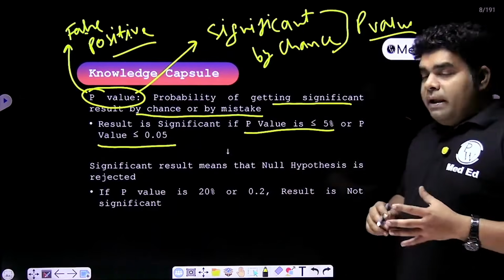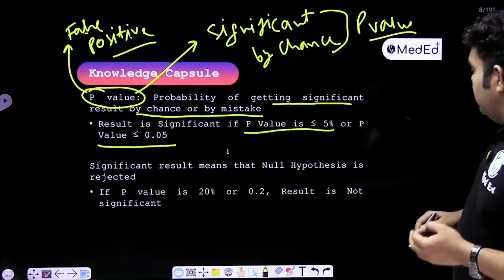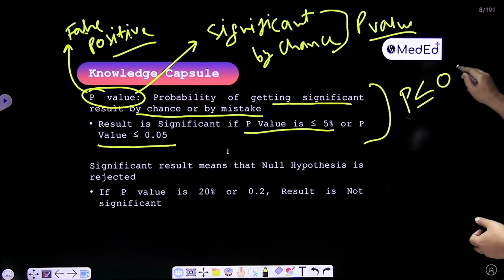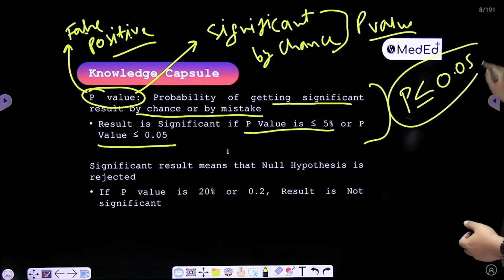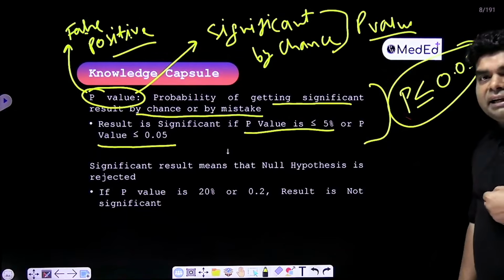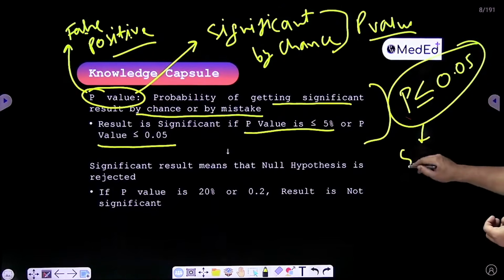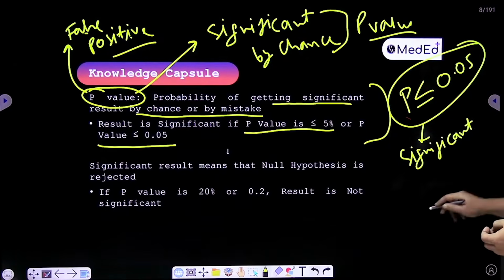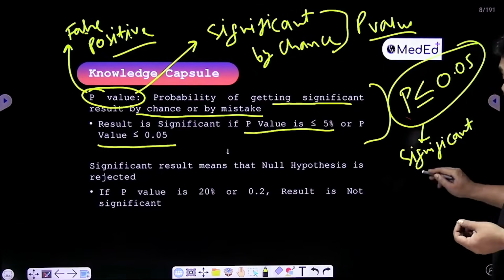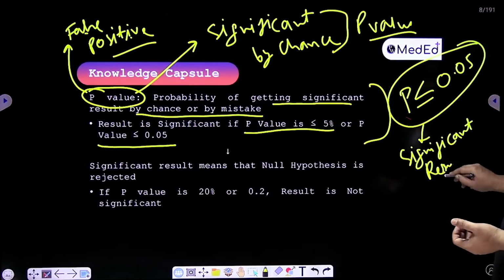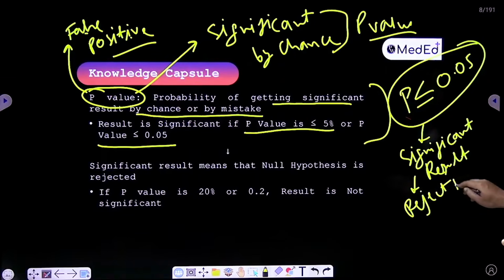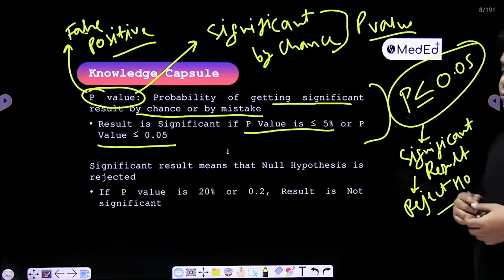So remember this in your exam also. Suppose in the IMNCI exam you make less than or equal to 5% mistakes. If you make this few mistakes in your IMNCI exam, of course you will get a significant result and you will no longer remain a null person, a usual person. You will become significant. So now you can reject the null hypothesis. Okay. So this is the concept of p-value.